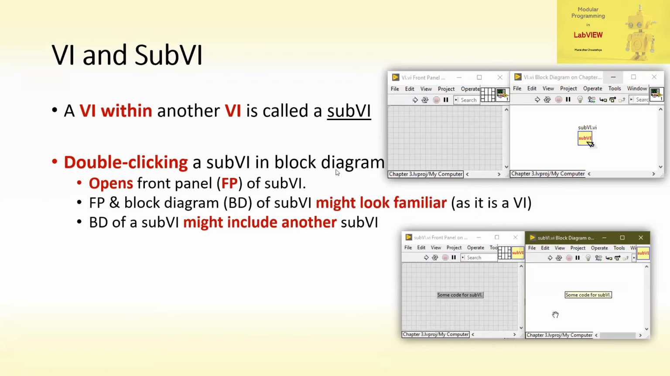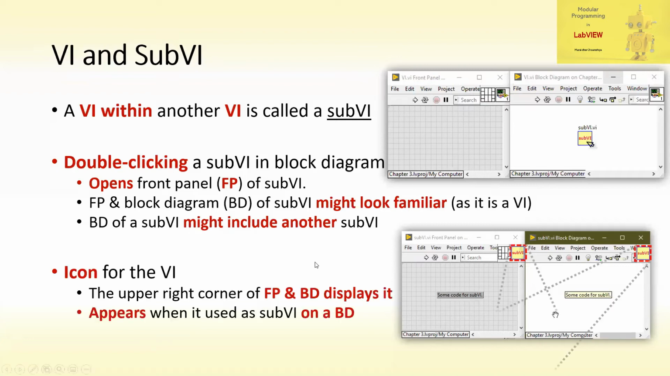So when we open a VI with a SubVI inside, and if you want to open the SubVI, just double click on that VI. It will open the front panel, and its block diagram will be along with that. So this VI can have another VI also. It depends on how complex the program is.